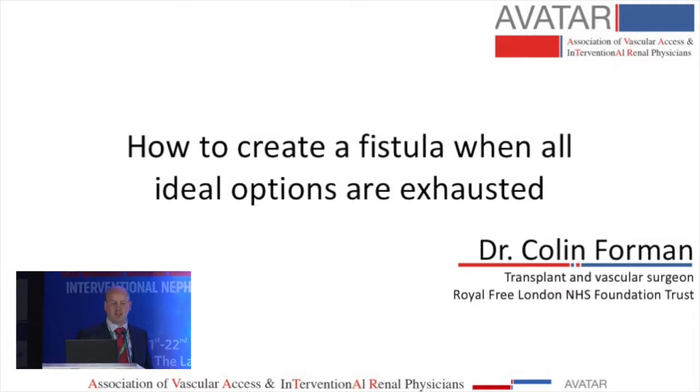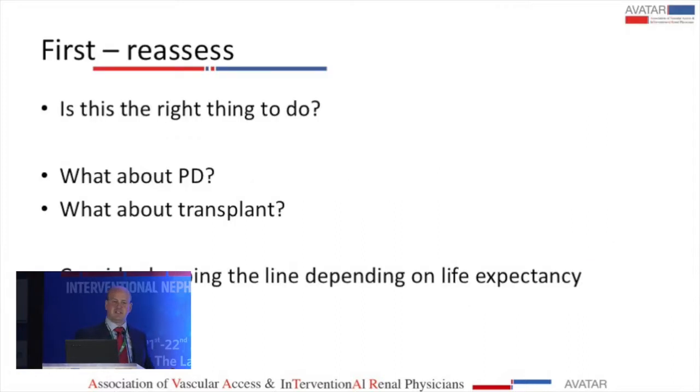How to create a fistula when all the ideal options are gone. The first thing when you see the patient is you need to think, am I doing the right thing here? Just because they're referred into your office for a fistula doesn't mean it's the right option for them. You need to start thinking laterally when things become difficult. You need to think about peritoneal dialysis, which is underused in my opinion. You need to think about, can this patient be transplanted? Talk to them about possible live donors and so on.